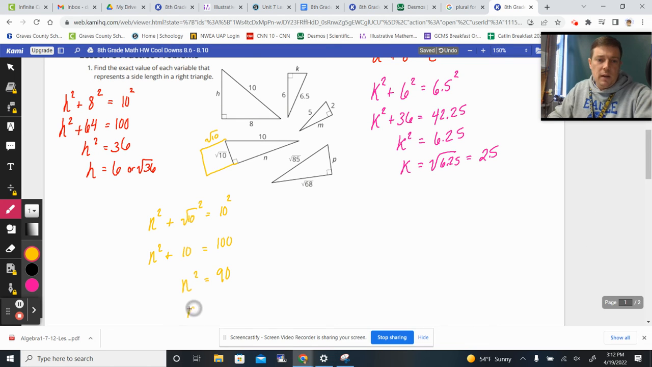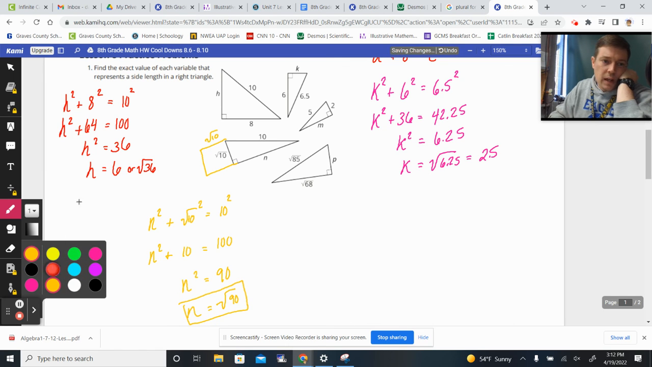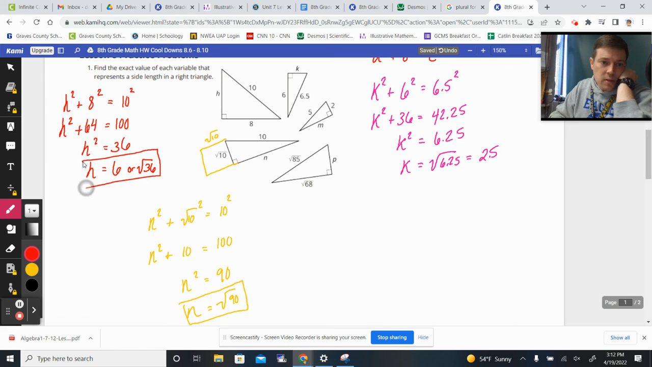And to find what two numbers can multiply to give me 90 that are the same, I have to take the square root of 90. And since that is not a perfect square, 81 and 100 would be around, it's probably going to be about 9.5 would be my guess. But we're going to leave it as root 90. So far we did n, we did h, and we solved for k as well.